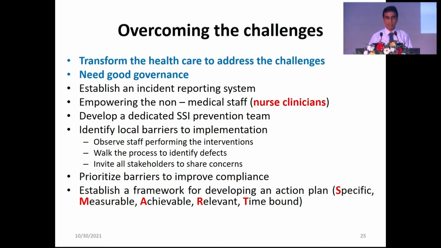We also have to think, at one point, about empowering our nurses. Develop a dedicated surgical site infection prevention team. Identify local barriers to implementation by observing the staff performing the interventions. I don't know to what extent we can implement that. Walk the process to identify the defects. Invite the stakeholders to share concerns and prioritize the barriers to improve compliance, and establish a framework for developing an action plan, which should be specific, measurable, achievable, relevant, and time-bound. Otherwise, it is not going to give any important benefit.